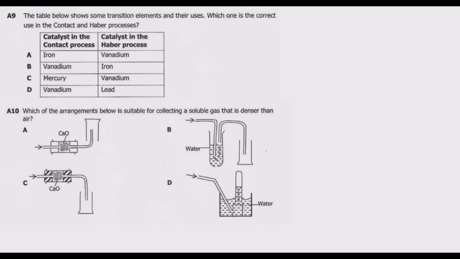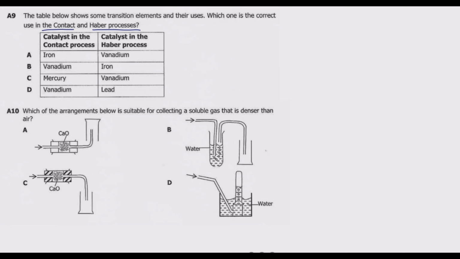Let us look at question 9. The table below shows some transition elements and their uses. Which one is the correct use in the contact and Haber process? In this case, we have the two, the contact and the Haber process. The first thing that we need to know is what is the contact process and what is the Haber process.